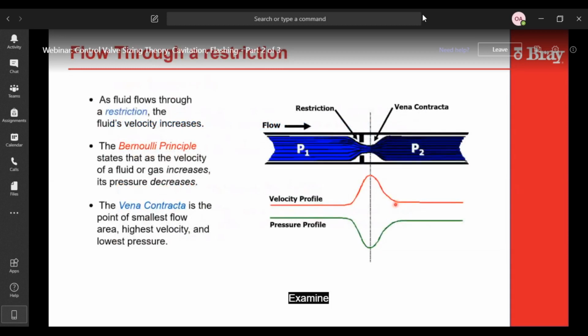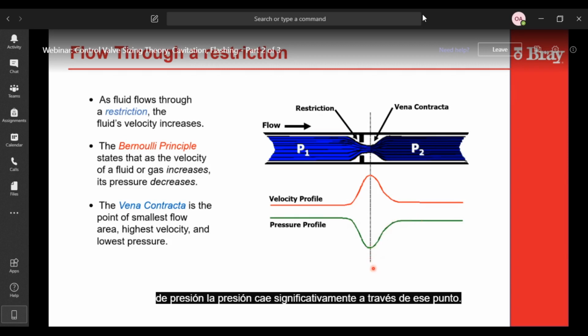Low recovery valves are valves where that spike doesn't make as big a dip. In high recovery valves, the velocity is very high through the Vena Contracta, and the pressure drops significantly through that point.